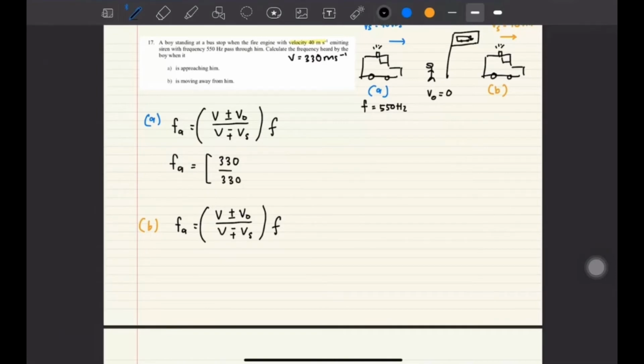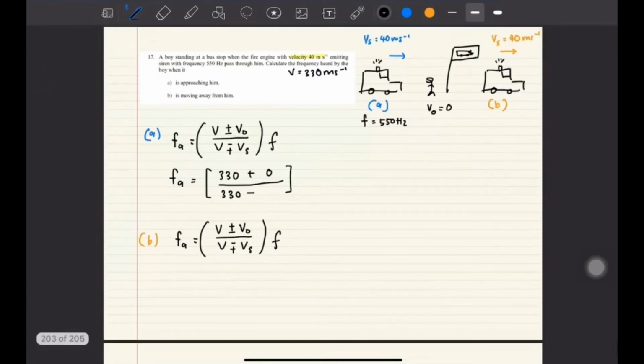Ambil pair yang atas, so it will be plus, yang bawah ni negatif lah. V0 dia sama dengan 0 sebab the observer is stationary, and then Vs is equal to 40. Okay, if you calculate what value of F you will get, jangan lupa untuk darab dengan F tu, kat belakangnya ada F kan. So F tu sama dengan 550. Okay, so you still have to multiply with that.